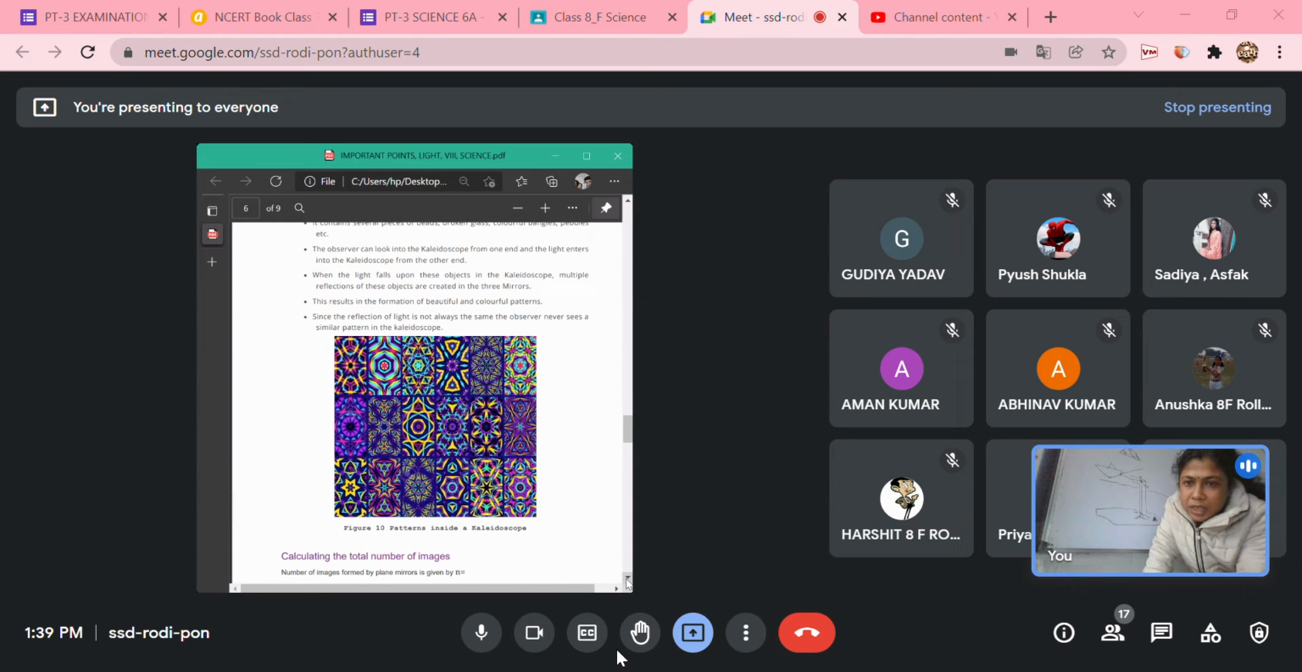I'm presenting. You can see as you revolve it, and you are keeping small pieces of bangles or small pieces of colored papers, those are the shiny ones. If you rotate the eyepiece, you are able to see different patterns at different times, and each and every pattern will be perfectly different from the other.